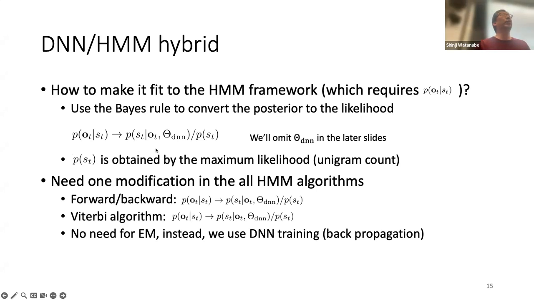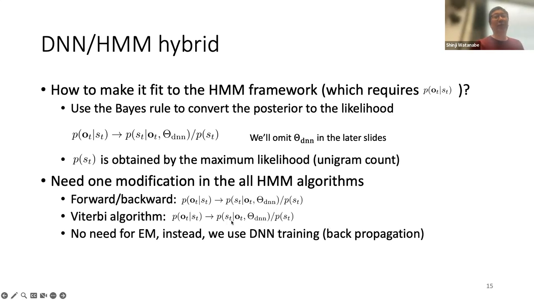And then if we try to convert it into our GMM framework, we just divide by the PSD, the prior distribution. That's it. And all our formulations are almost the same. And luckily, for the forward-backward algorithm to get the occupation probability and so on, we can still use this neural network output divided by the prior distribution. By the way, the M step is not used anymore. This part is replaced with gradient descent. But for the E step part, we can still use the HMM algorithm.